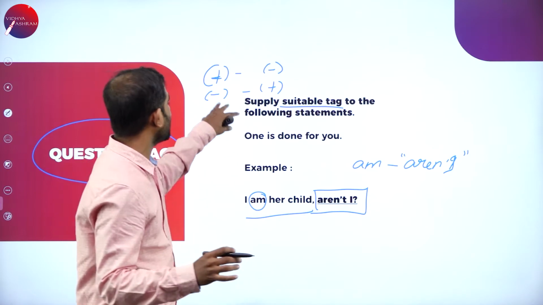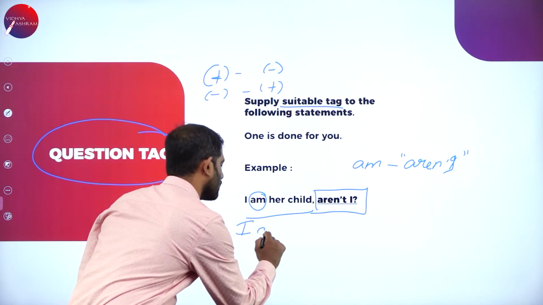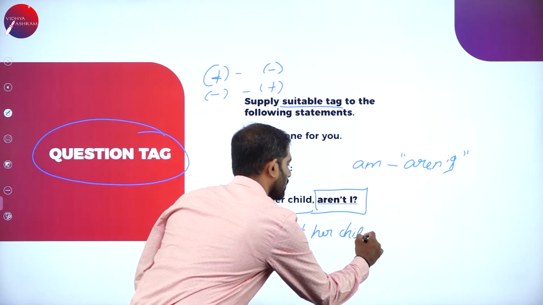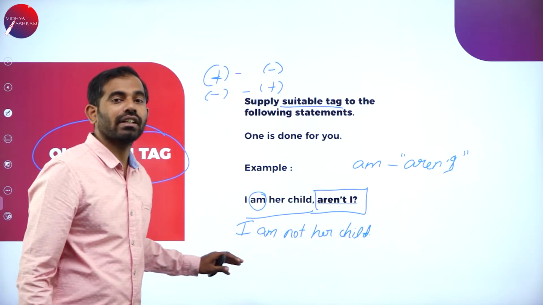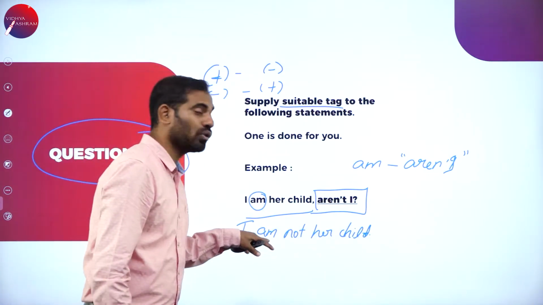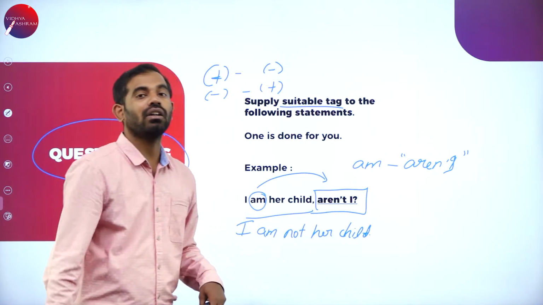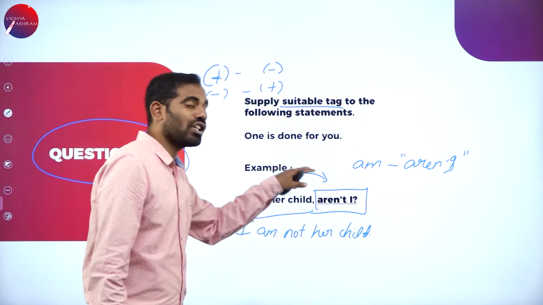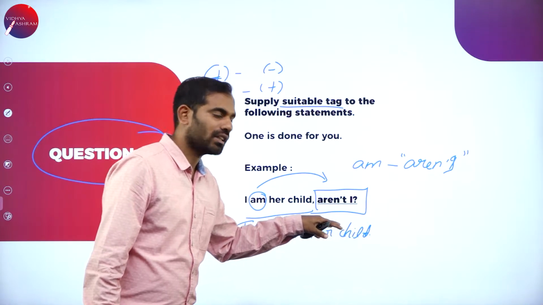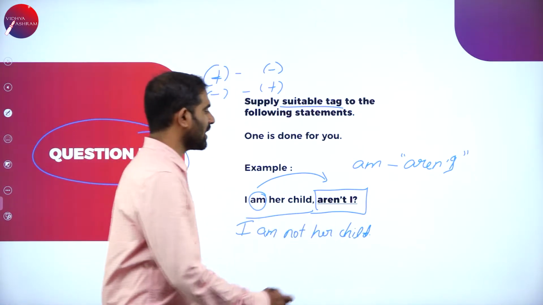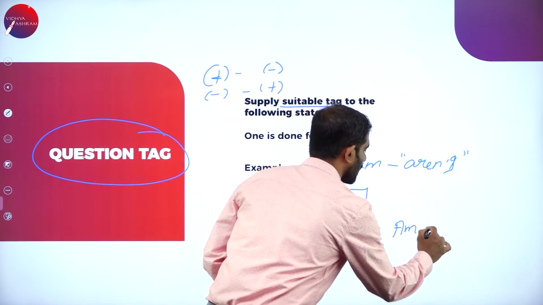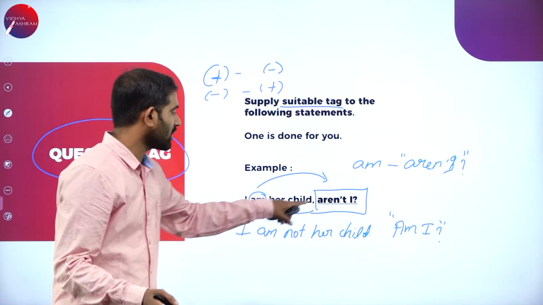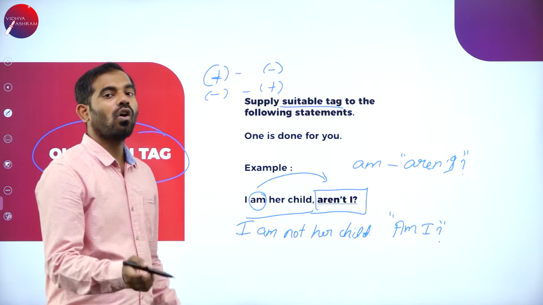What if the sentence is in negative? I am not her child. So add the suitable question tag. How will you add the question tag here? You know that am changes to aren't in positive. If the sentence is negative, will it be changing to the same thing? No. I am not her child becomes am I. This remains the same. Am I? Question mark is very important. Am I or aren't I?